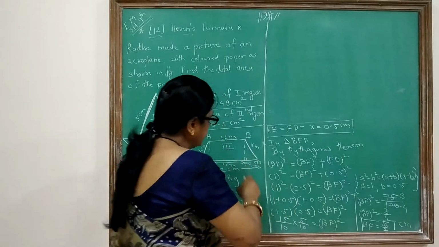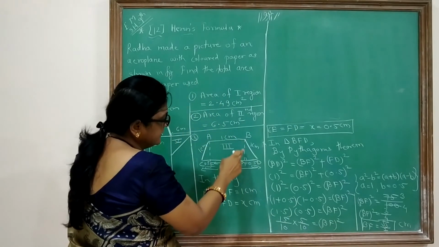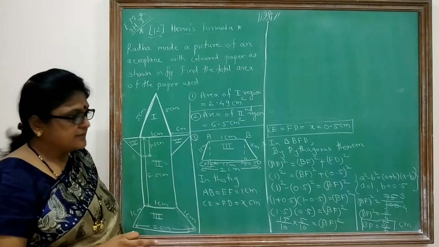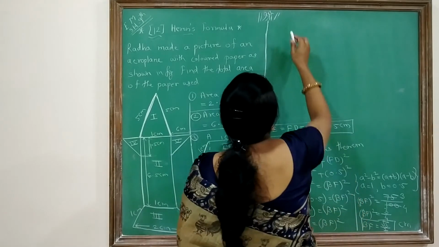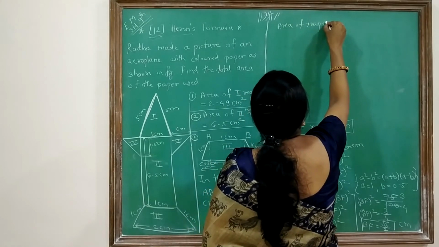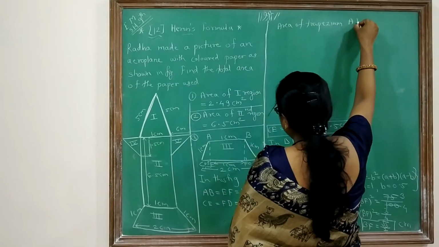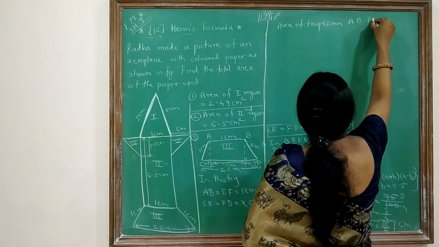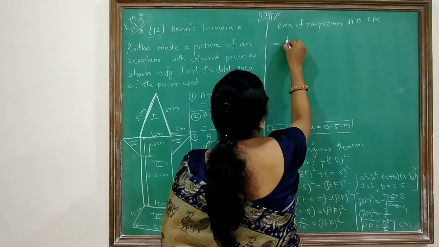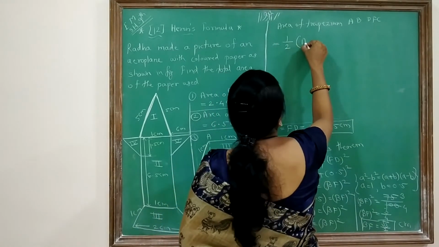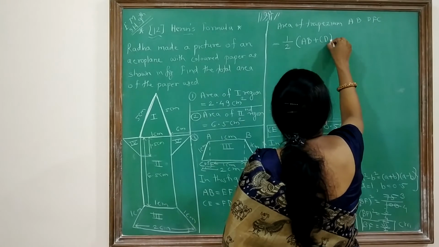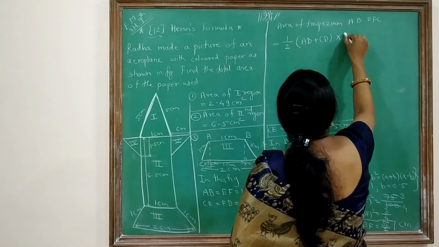Then here altitude is what? Root 3 by 2. And sum of two parallel sides means one side is AB and second side is CD. Then you will write here the formula, that is area of trapezium ABDFC. Then what is its formula? 1/2 into sum of parallel sides, that is AB plus CD, multiplied by its altitude, that is BF.